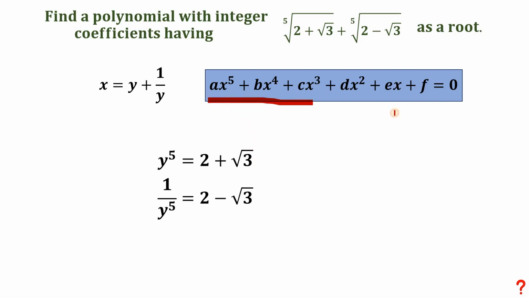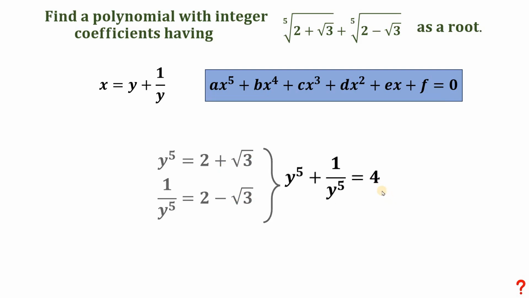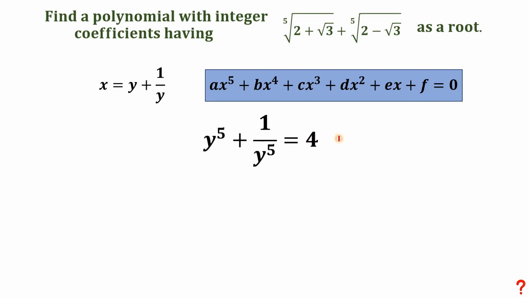To get this equation, what we're going to do is to add these two results, y raised to the fifth power and 1 over y raised to the fifth power. And if we do that, we eliminate this negative square root of 3 and positive square root of 3. So this is just y raised to the fifth power plus 1 over y raised to the fifth power equals 4. Now, let's focus on this equation. Our goal now is to rewrite the left-hand side in terms of y plus 1 over y, and then replace those y plus 1 over y with x, and we are done.